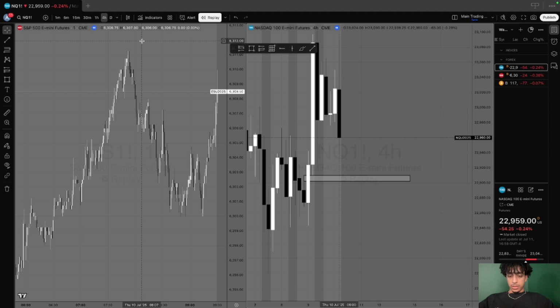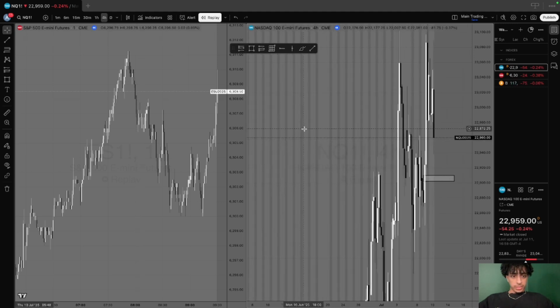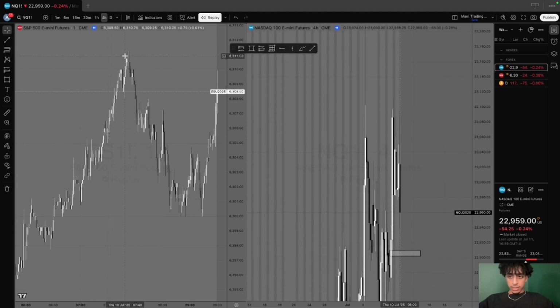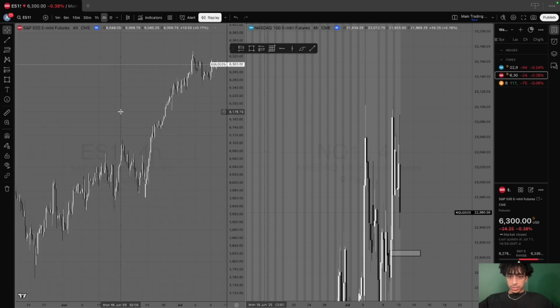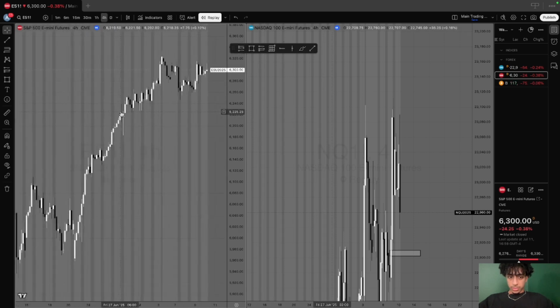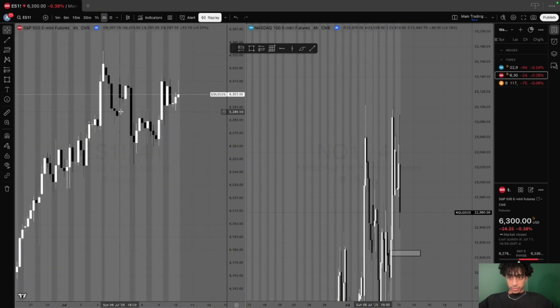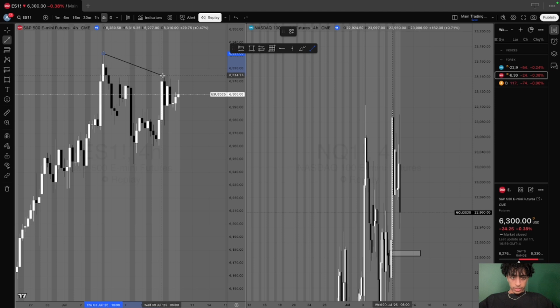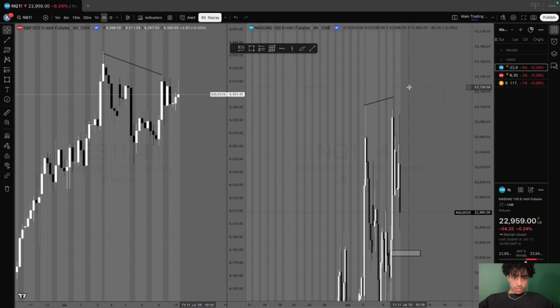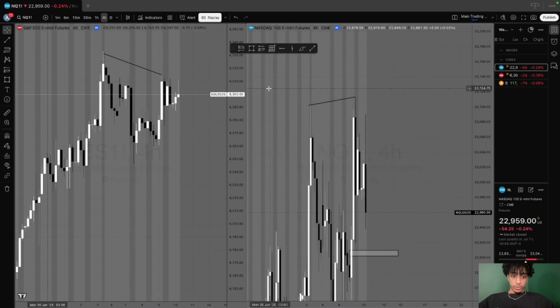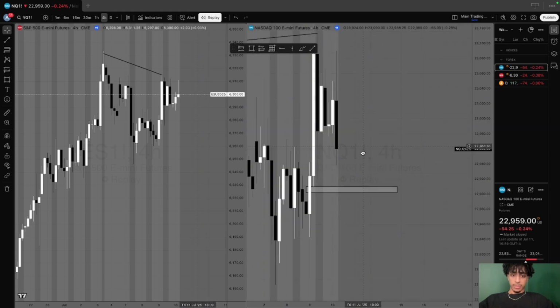Now, what else do I see? You can see here, we have this 4 hour SMT. You can see this high on ES with this high. You can see here on the NASDAQ, we swept it. On ES, we weren't even close. So that's boom, 4 hour SMT targeting an imbalance.